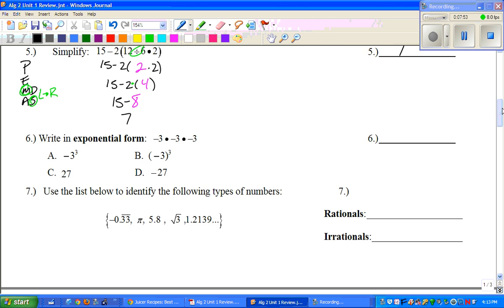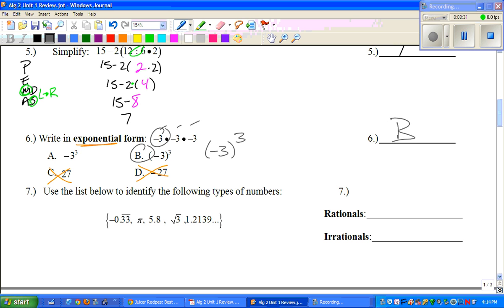Okay. Number 6. Write in exponential form -3 times -3 times -3. So exponential form means using exponents, so right away we can get rid of those. Okay? Now, when we're doing this, we're taking everything that we've got, which is -3, and then we count how many we have, and we have 3 of those. So that answer is B.